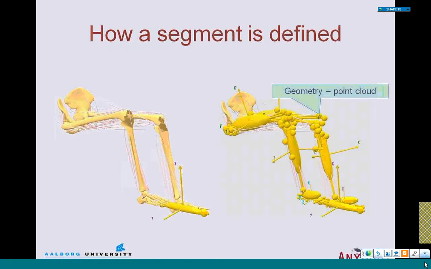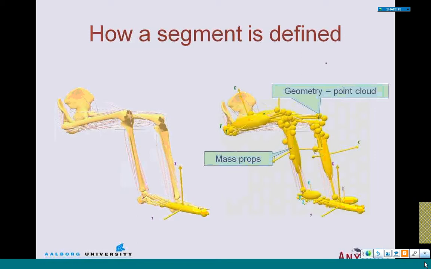There's some geometry which is basically the point cloud of these pinheads, and defined in the local coordinate system of the segment. And then there are some mass properties that are represented by the potatoes themselves, and which also have to be scaled so that they can be different between smaller or larger people. So in terms of segments, we have geometry and we have mass properties that have to be scaled.